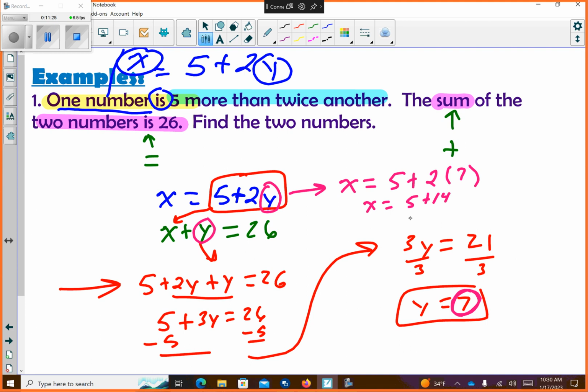And 5 plus 14 is 19. All right, so my answer to this problem is 19, 7. One number is 5 more than twice another number. So if I go twice 7, I get 14. 5 more than 14 is 19. The sum of the two numbers is 26. So if I add 19 and 7 together, I get 26. We solved it. This is our answer.